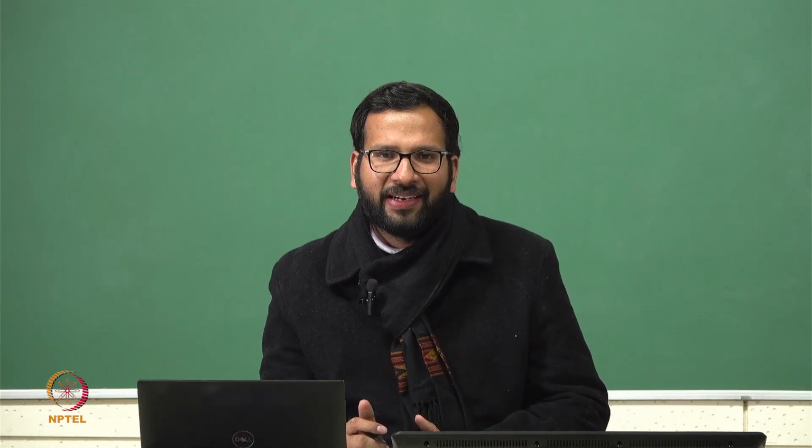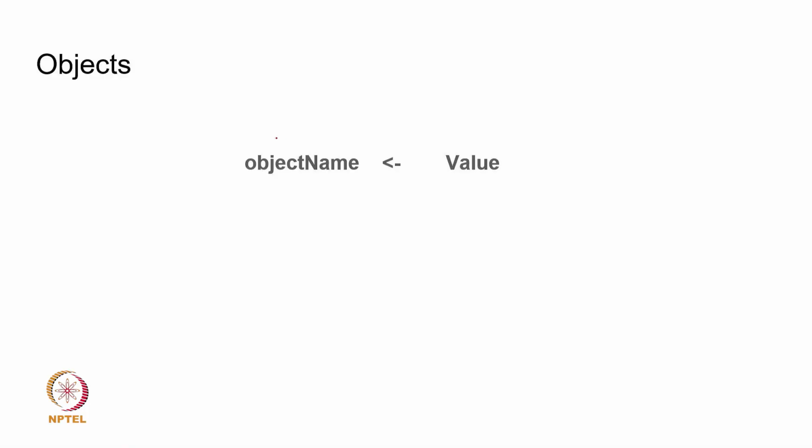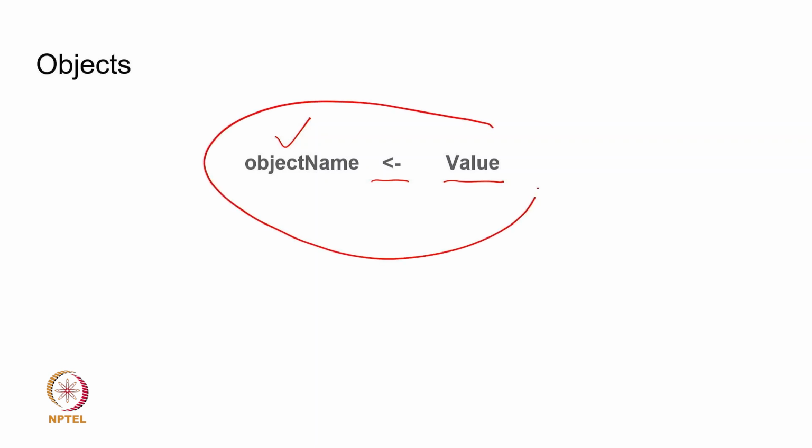The syntax for creating an object in R is this. On the left-hand side, the object name will come, and then this symbol, a less-than sign followed by a hyphen, and then the value that we are assigning to the object. So this is the whole syntax of creating an object in R.